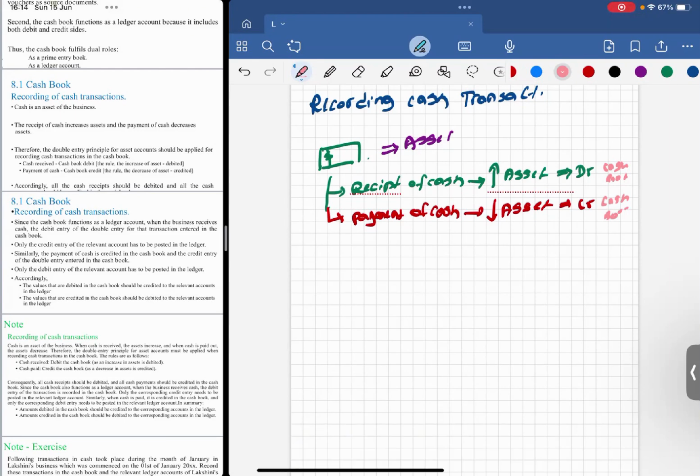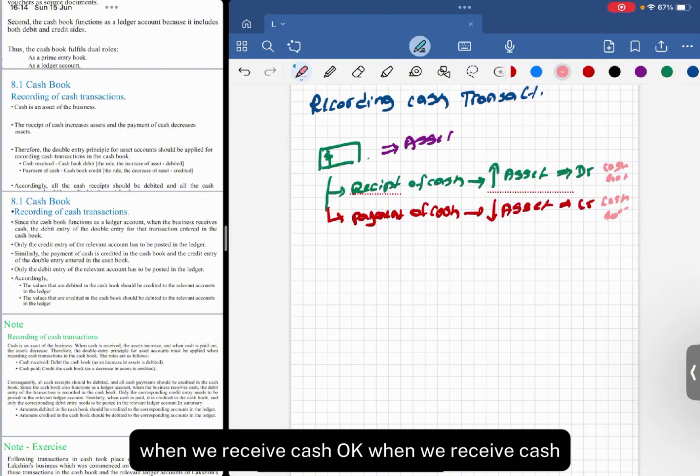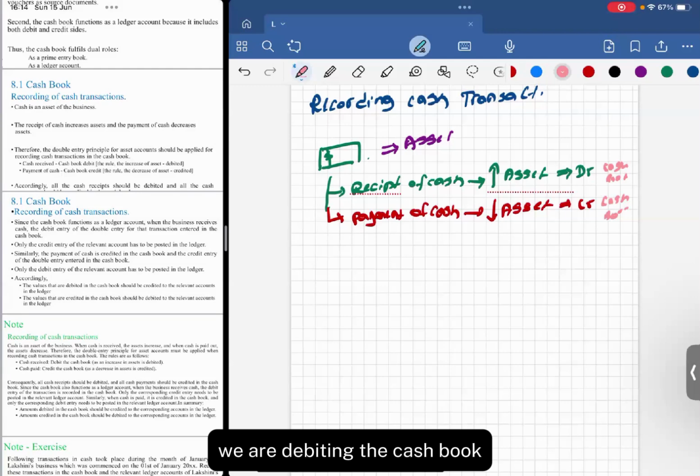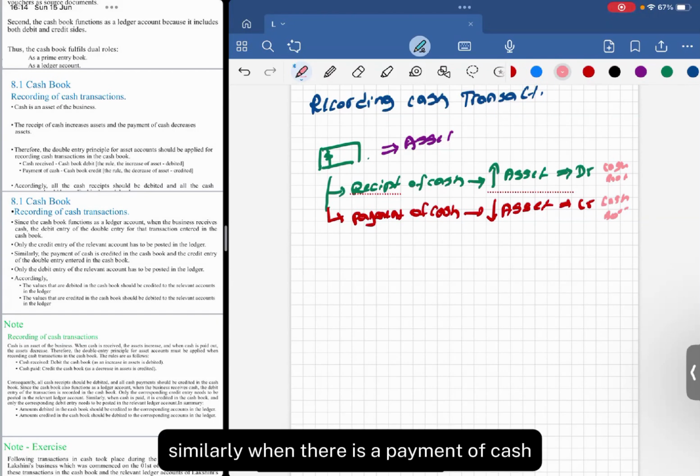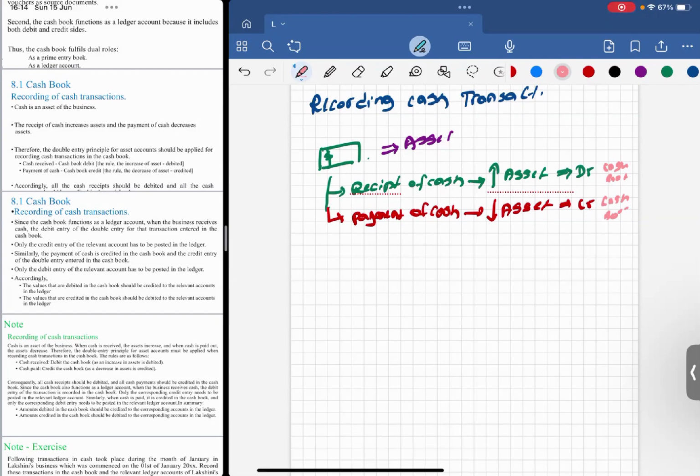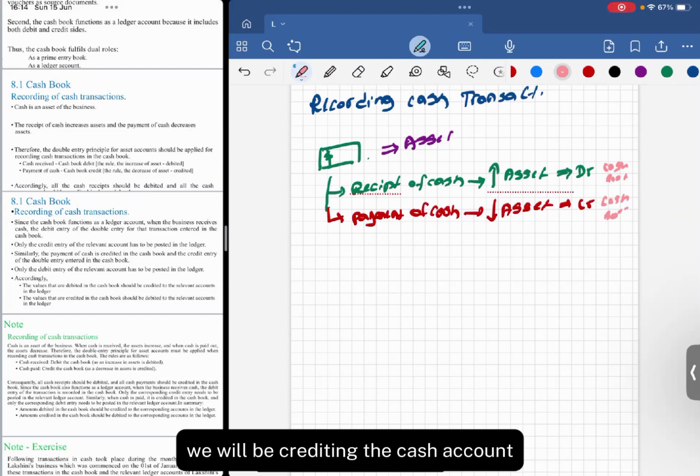ඒ කියන්නේ මොකක්ද? අපි දැන් cash book එක ගත්තම cash book එක prime entry book එකක් විදිහට ledger book එකක් විදිහට දෙපැත්තටම තියෙනවානේ. So when we receive cash, we are debiting the cash book, and only the credit entry has to be posted to the ledger. Similarly, when there is a payment of cash, we will be crediting the cash account, and the respective debit entry has to be posted to the ledger.